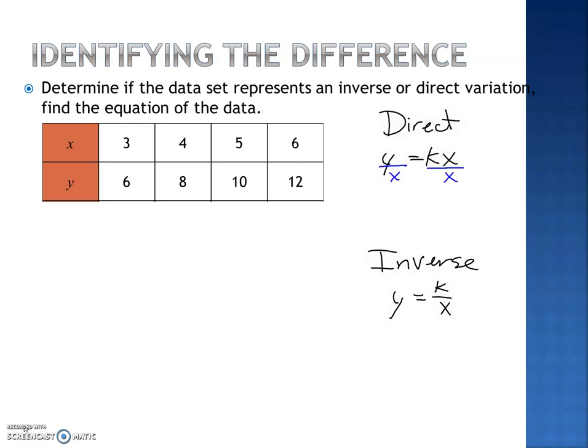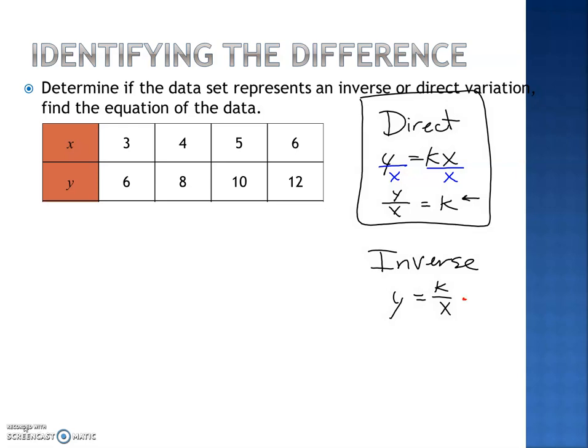So I'm going to divide both sides by x, and that tells me that y divided by x gives me my k. Okay? So when I'm looking at direct variation, your constant of variation is going to be found by taking your y value divided by your x value. So that is the key. This last equation right here is the key for using that to figure out if this chart represents direct or inverse.